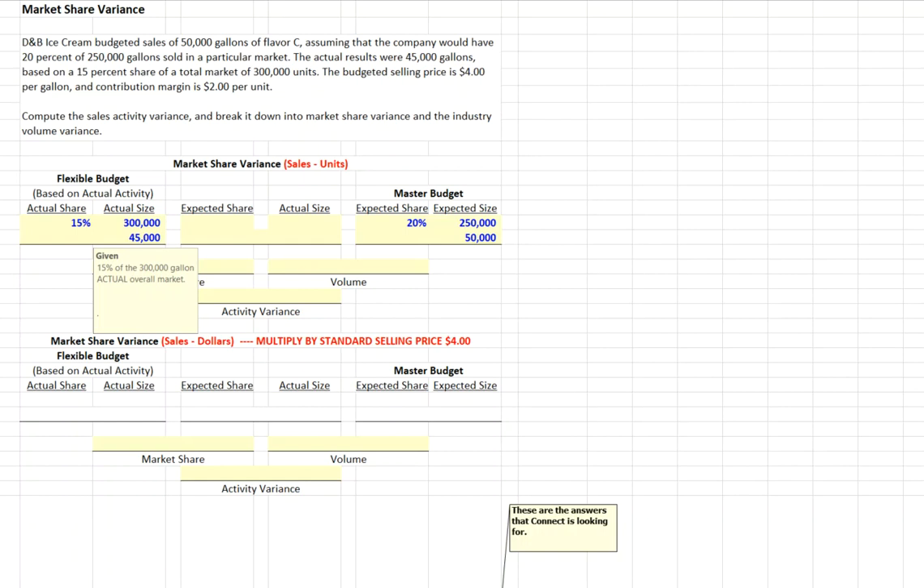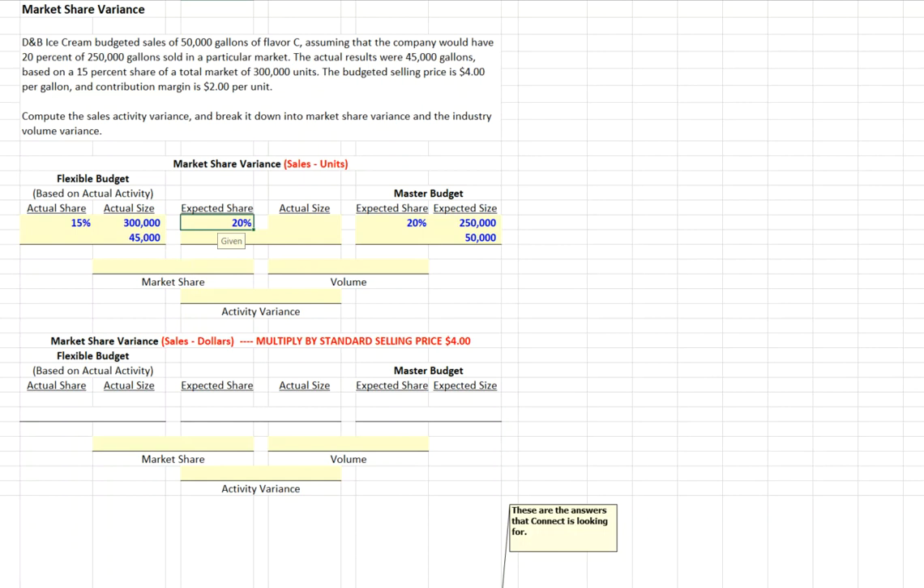First, we'll do it in terms of units, and then we will multiply by the selling price to get our variances in terms of selling price, or multiply the unit amounts by the contribution margin to get our contribution margin variances, which is what Connect is looking for in terms of answers. Let's begin by completing our center column.